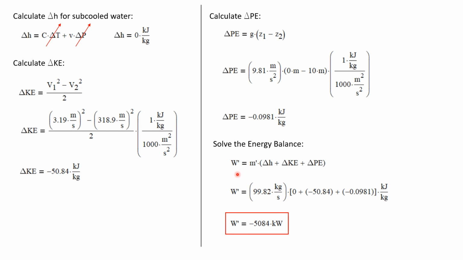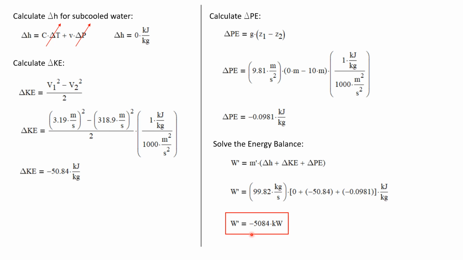Well, now we have everything we need to solve the energy balance. We'll rearrange what we had in this balance and solve for the power, and W dot is equal to m dot times delta H plus delta KE plus delta PE. We calculated the mass flow rate, and we just calculated each one of these terms. And we solve this problem and get W dot is minus 5084 kilowatts.